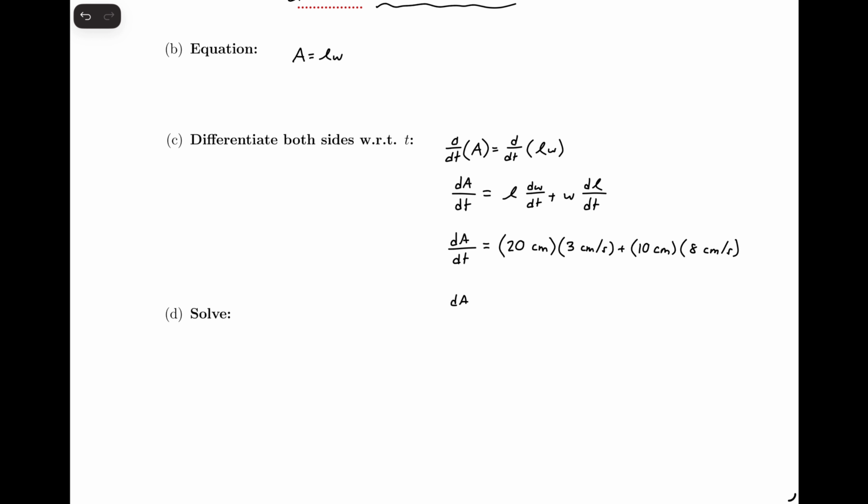So dA/dt is equal to 60 centimeters squared per second. That's because we're multiplying centimeters by centimeters per second. And then 80 centimeters squared per second. So this just comes out to be 140 centimeters squared per second.